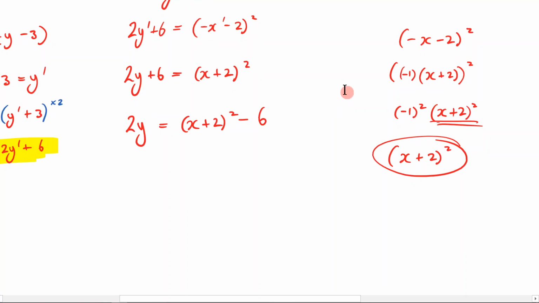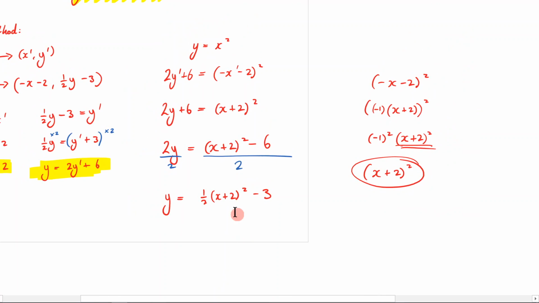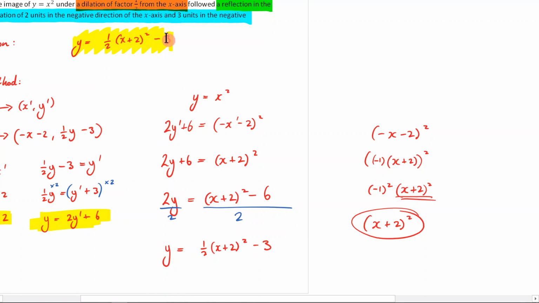Now, and this is important here, to get rid of this 2, I'm going to divide by 2, and then I'm going to divide this whole thing by 2 as well. So that means I'm going to be left with y is equal to a half x plus 2 squared. Then half of 6 is negative 3. And as you can see, that is what we have up here. Amazing. Let's now highlight that, because it's that amazing.